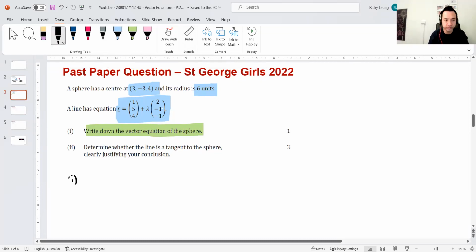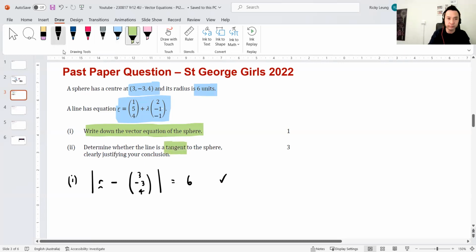Part one. Write down the vector equation of a sphere. So if I have the center and that radius, you go r minus the center. So if I do it as a column vector there, equal to 6. That's it, I believe. Let me just check that. Yeah, boom, done, right? So you can write it as a Cartesian, but that's not what the question's asking for, right? Now, part 2, determine whether the line is a tangent, right?